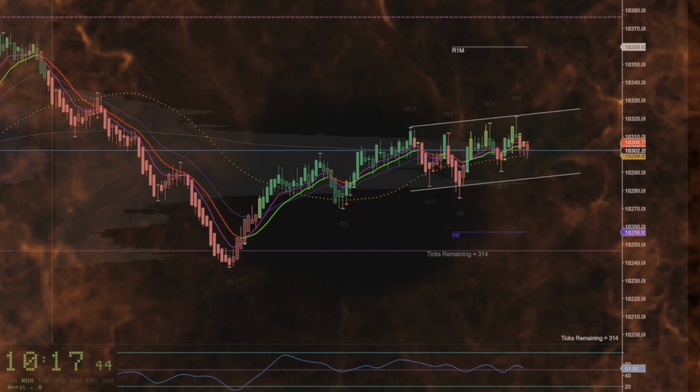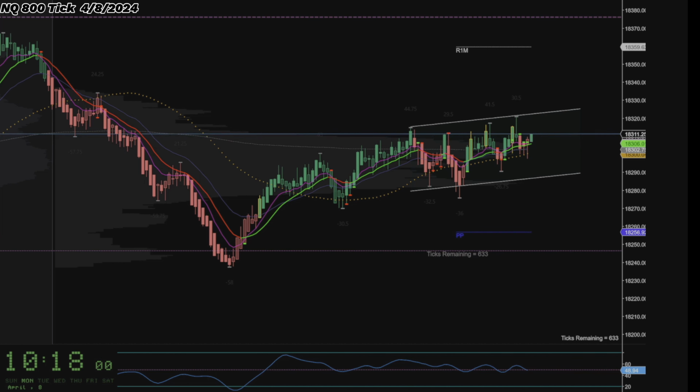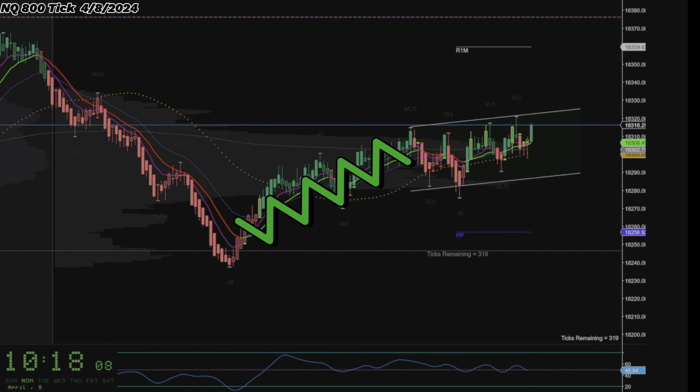Futures trader here. Today is April 8th. We are looking at NQ price action, and this is an 800 tick chart. So far, after the open at 9:30 today, the price went down to retest the overnight low area, and from there the price kept grinding up.